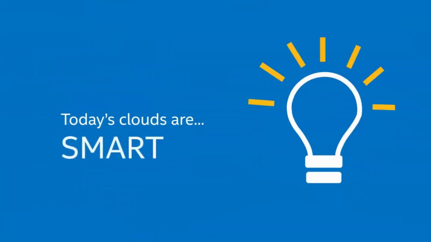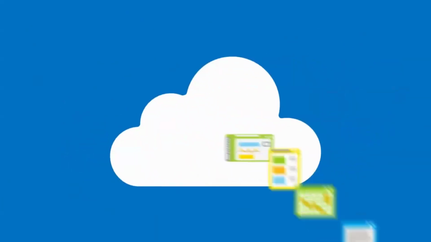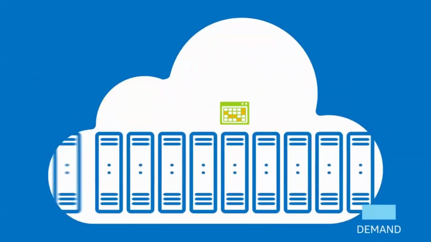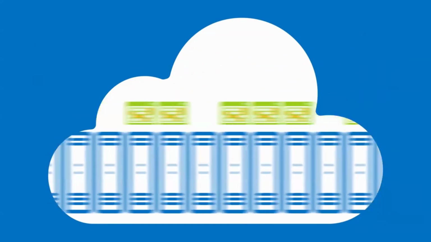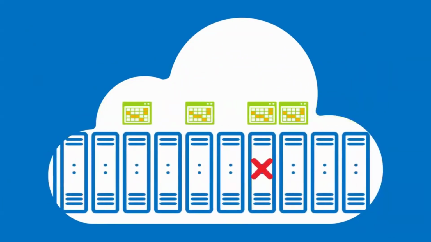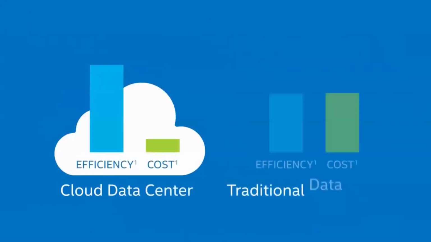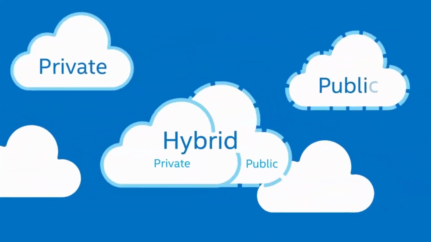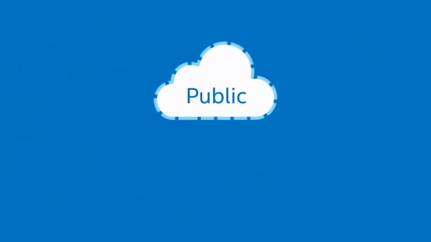Today's clouds are smart, automated, and adaptive. Apps can be deployed far more quickly without custom provisioning boxes. And once deployed, those apps can dynamically scale on demand. Resource issues like congestion or failure can be resolved automatically. Quite simply, clouds can be more efficient and cost-effective than traditional data centers. So let's take a closer look at each type of cloud and which type might be the best for your needs. We'll start with public clouds.